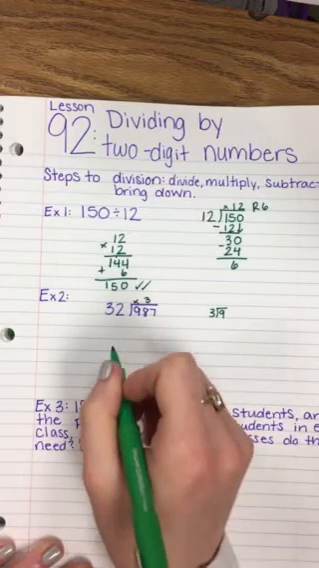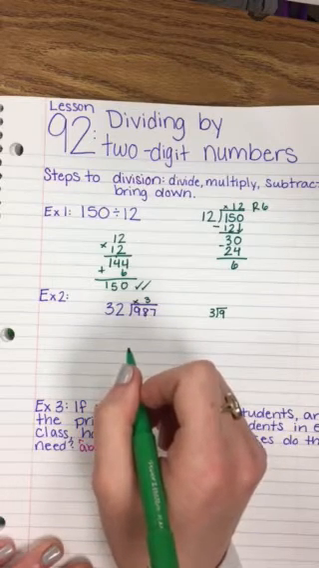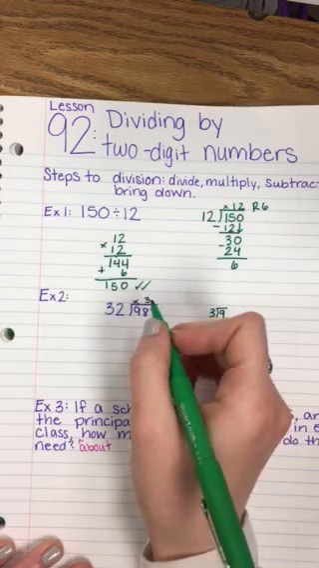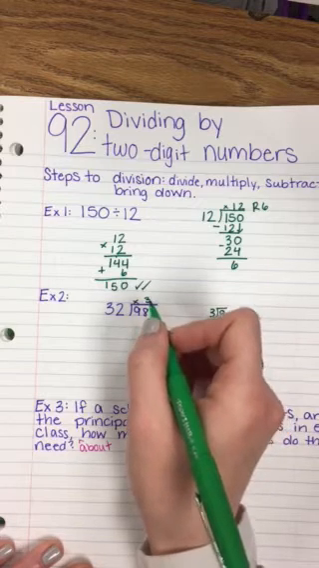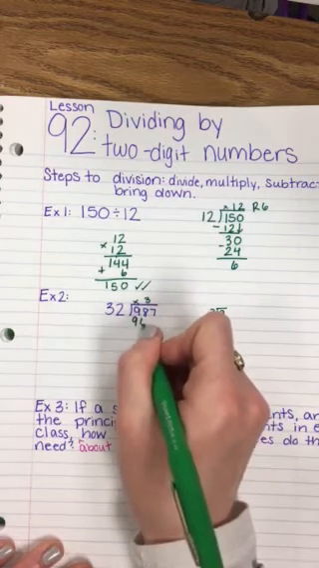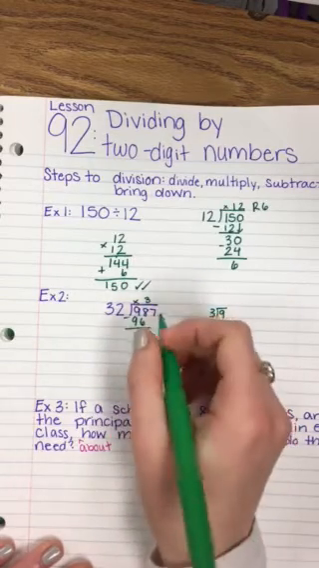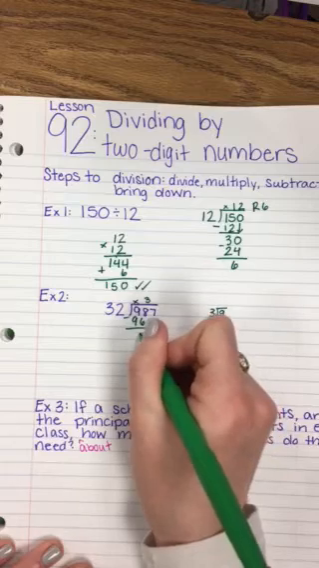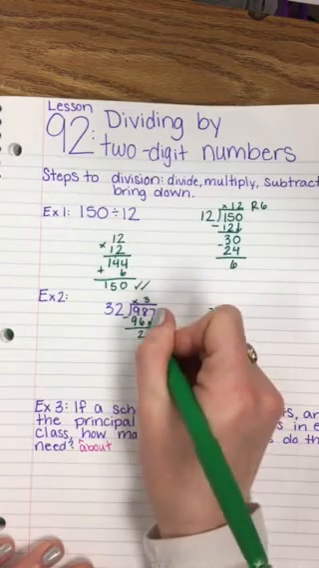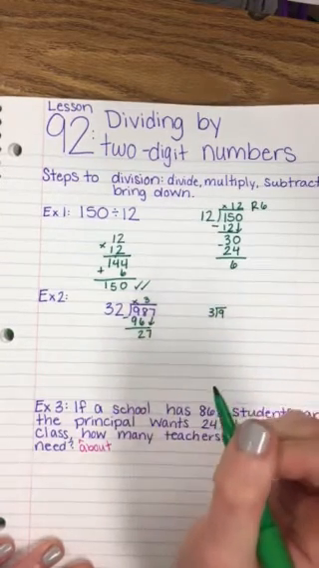Then we multiply the 3 by 32 and subtract and bring down. So we have 96. That's 32 times 3 is 96. And we're going to subtract, and we get 2. Then we have to bring this down. So now we have 27.